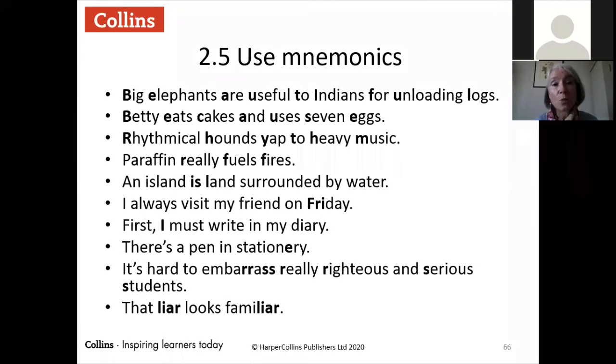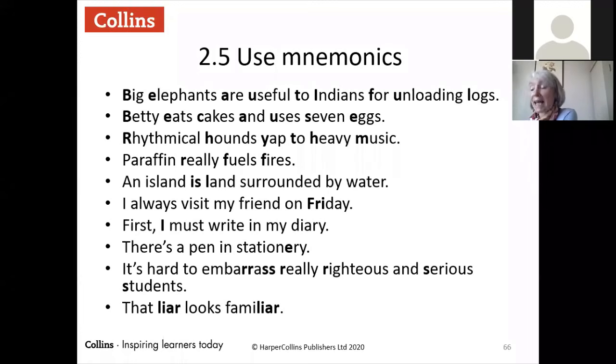If you look at the first one, what is the first one a mnemonic for? Big elephants are useful to Indians for unloading logs. What is that a mnemonic for? What word does that help you spell? Looking at the first letters. Look at the first letters. Beautiful. Beautiful. Absolutely.